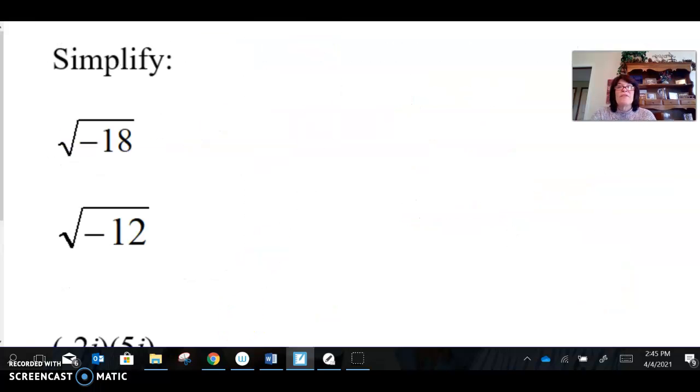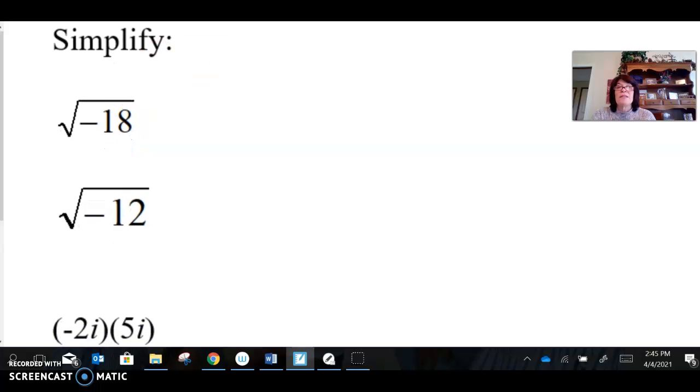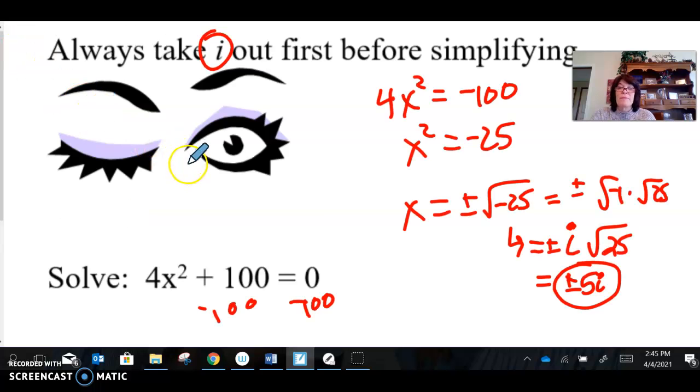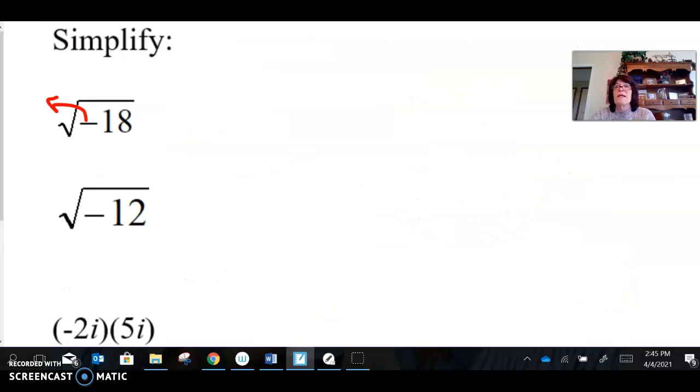So let's simplify some things that maybe I can't take the perfect square of. Square root of negative 18. As soon as I see negative, I'm going to pull that out. Now listen, guys, the square root's already here. I don't have to put a plus or minus. In the previous problem, there was no square root. I put the square root in. I took the square root of both sides, so I have to put the plus or minus. Here, they just want the positive square root.